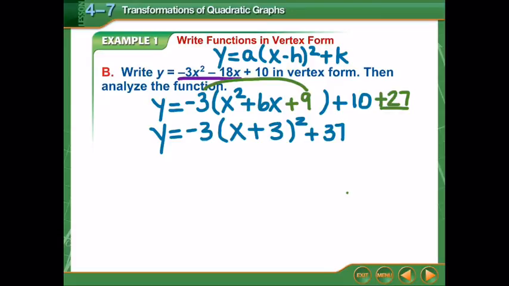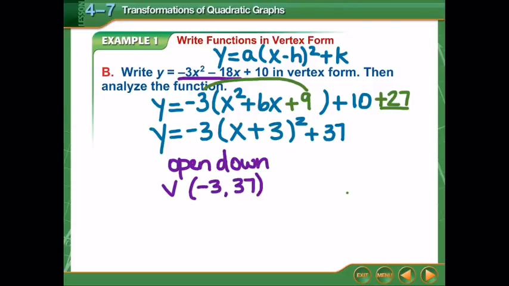So for this problem, this -3 out front tells me that this is actually going to open down since it's negative. I know that my vertex would be at (-3, 37). Remember I said when you pull the number out of the parentheses, it's going to change the sign. And my axis of symmetry for this would be x = -3 as well.